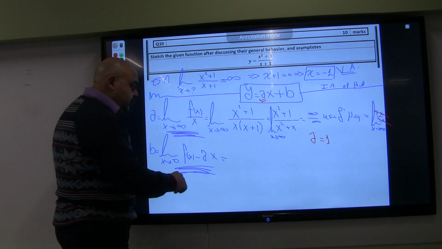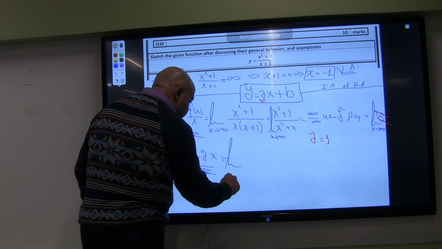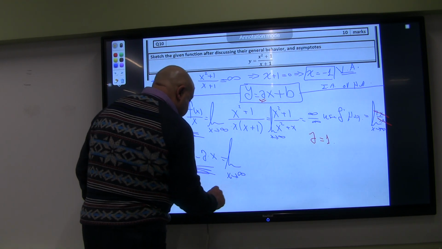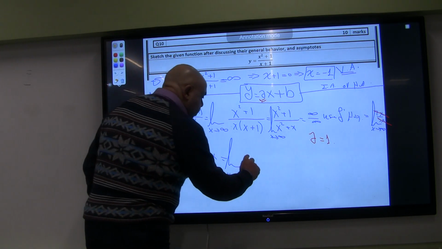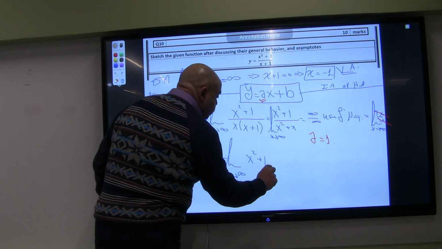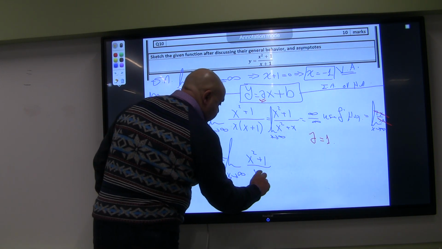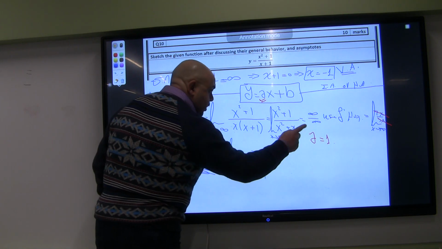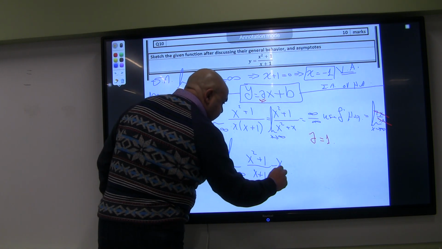Now I'm going to substitute here in this problem. So the limit as x tends to positive infinity, I will replace f of x by (x squared plus 1) divided by (x plus 1) minus a, which is 1 simply, times x.